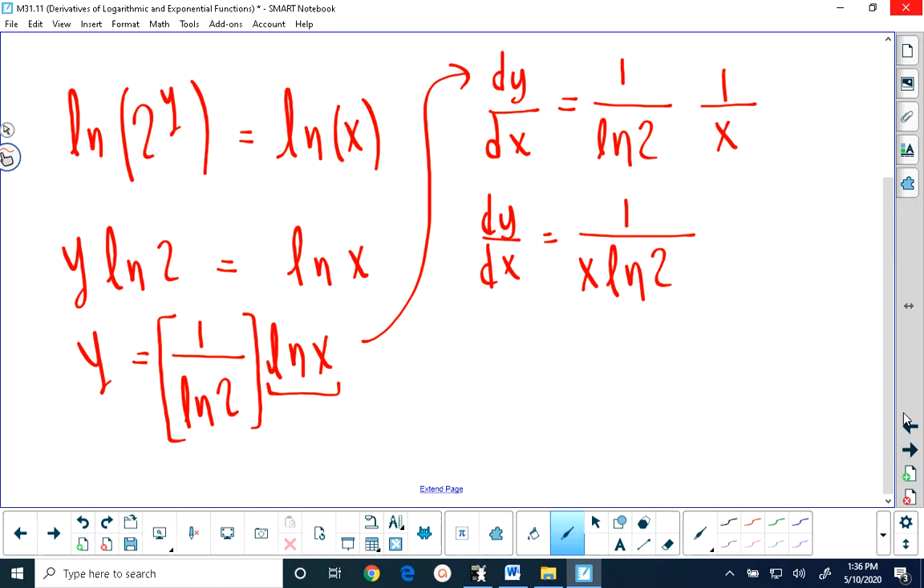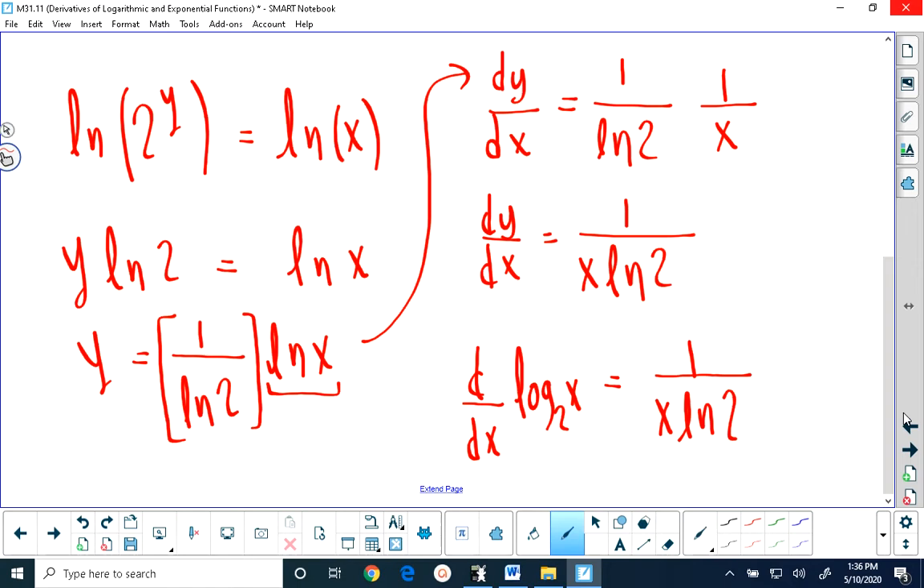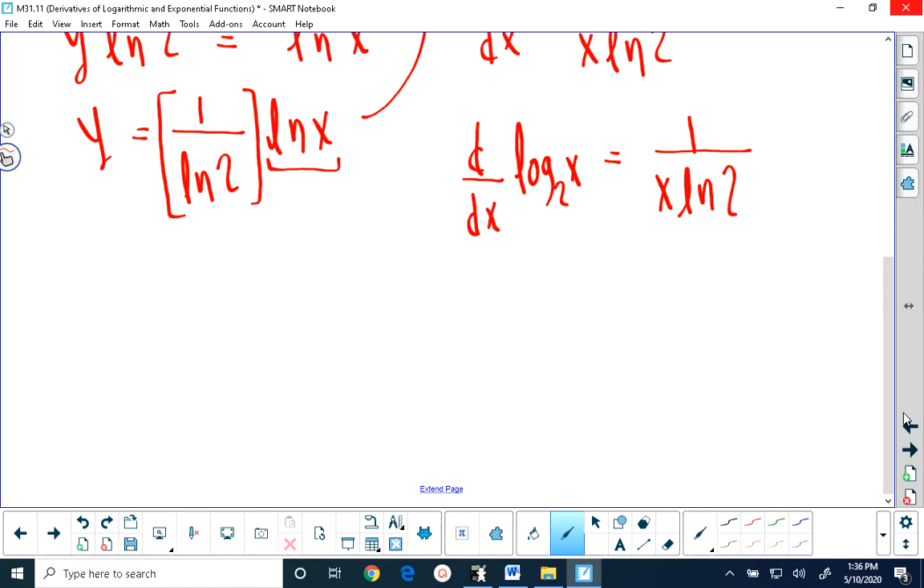So what have we learned in this specific part of the warm-up? We've learned that when you want to differentiate with respect to x, a log base 2 of x, you're going to get 1 over x ln 2. Now, what have we learned in a more general sense?